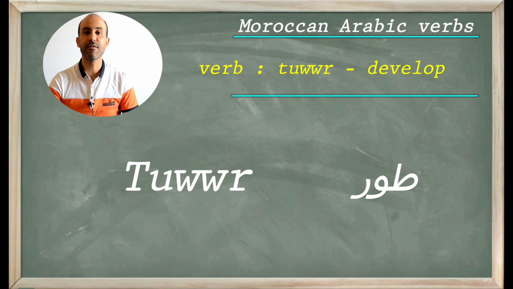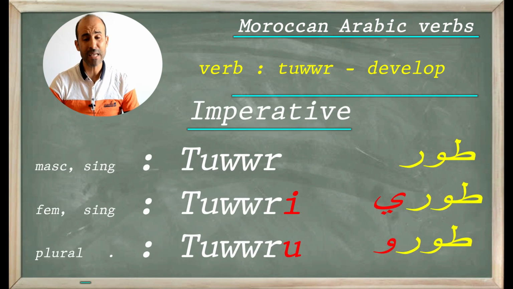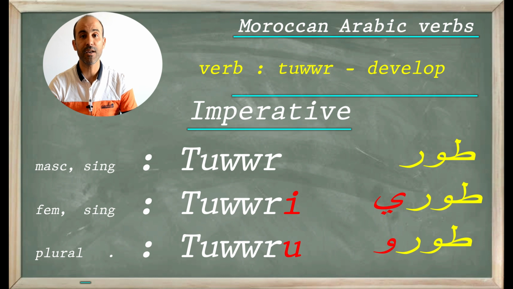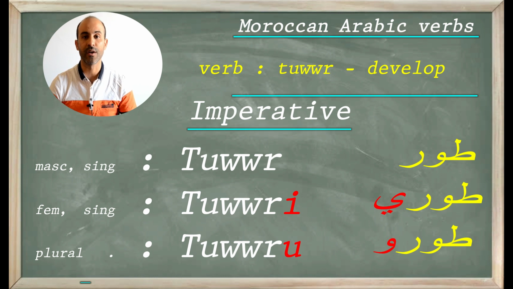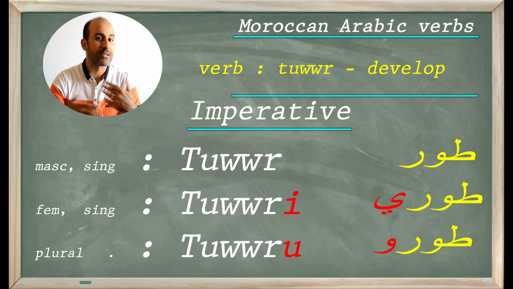Great. So let's see the imperative forms. طور for masculine, طوري for feminine, طوروا for plural. Let's practice saying them. So can you practice the first one? Don't be shy. Speak up loudly and try to say it as much as possible. طور. Number 2, طوري. Great. طوروا. Perfect.